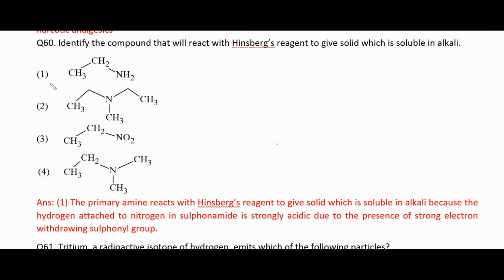Next question, question 60. Identify the compound that will react with Hinsberg's reagent to give a solid which is soluble in alkali. We know that it is the primary amine which will react with Hinsberg's reagent to give a solid soluble in alkali. So when you go through the options, we find that the first option is a primary amine. So option 1 is correct.